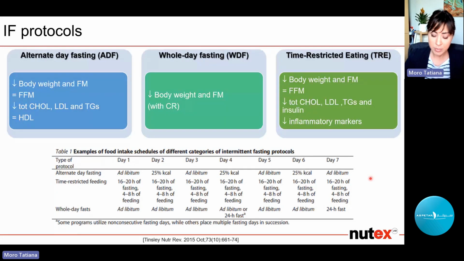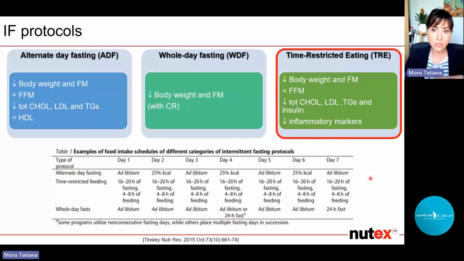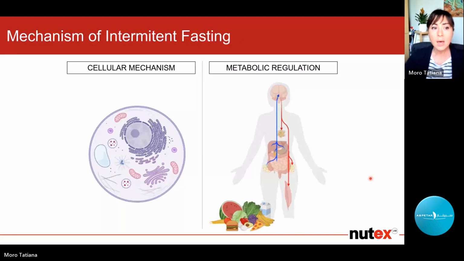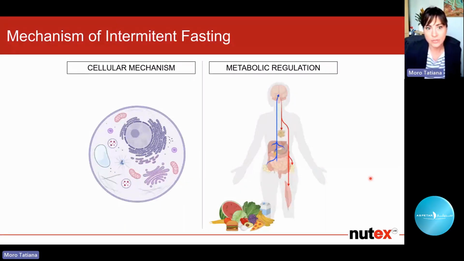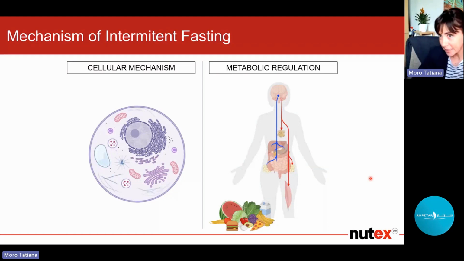And for the sake of my presentation, I will now refer to intermittent fasting as the time restricted eating protocol, because it's the only one that can be done without caloric restriction. So we can really look at the effect of fasting and not the effect of the restriction of our caloric intake. But let's go now through the mechanisms of intermittent fasting, which can be in some way divided into two big categories.